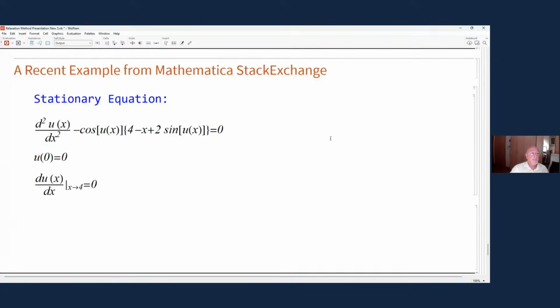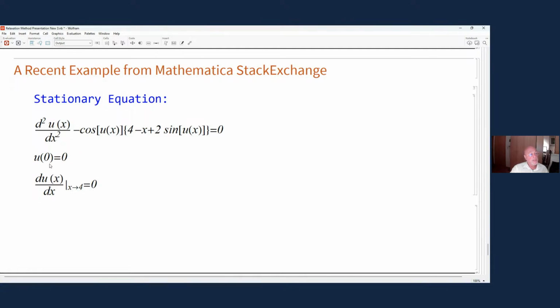Now, there is a third example which I want to show you. This example arises from a recent question which was asked on Mathematica Stack Exchange. Somebody asked how one can solve such an equation numerically. And you see that this is a differential equation.